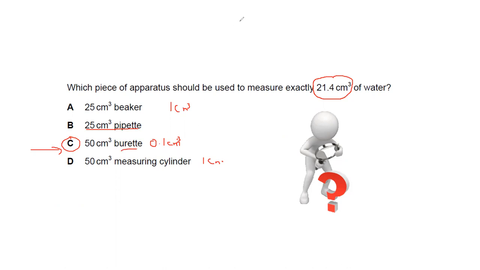a burette. So if we want to measure a large volume, we normally use a beaker and a measuring cylinder. If we want to measure it accurately to 0.1 cm cube, we use a burette. So C is the right answer for this. Is it clear to everyone?